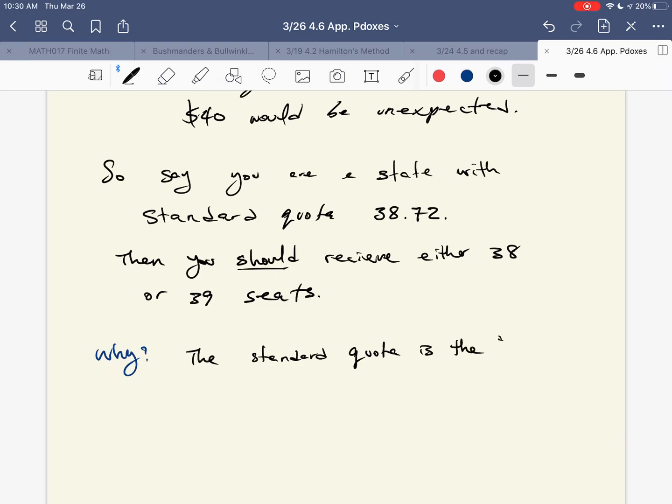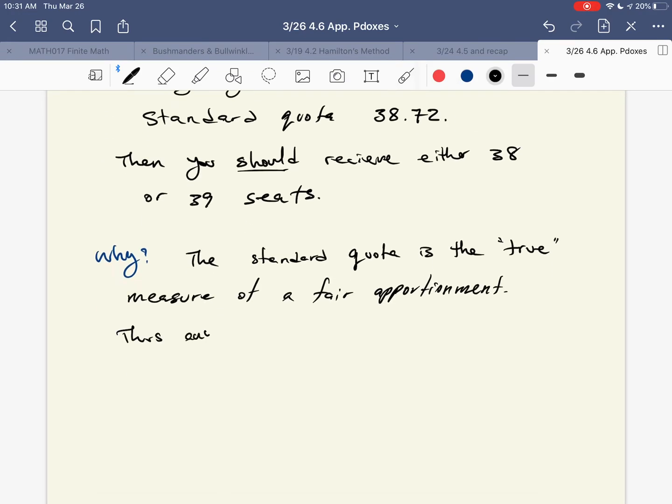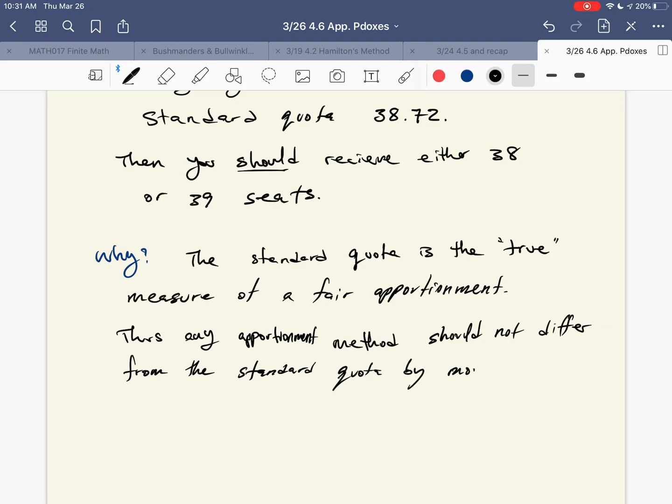the standard quota is the true measure of a fair apportionment. Thus, any method, any apportionment method, should not differ from the standard quota by more than 1 seat.